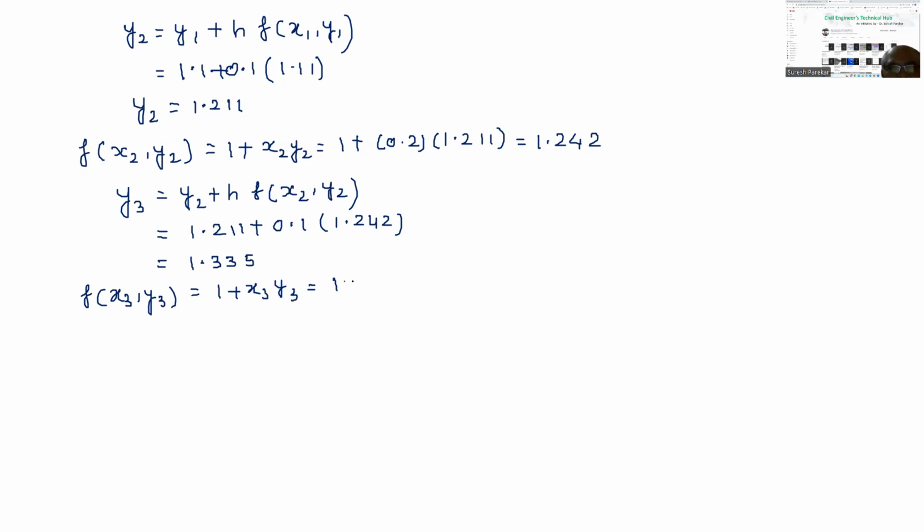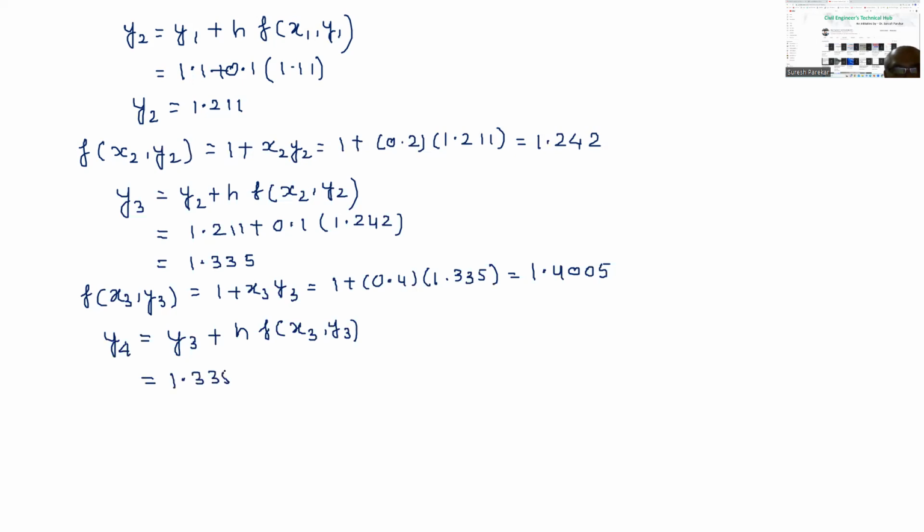F of x3 y3 is equal to 1 plus x3 y3. So we have 1 plus x3 times y3, which we calculated as 1.335, and from this we get 1.4005. So now we can find y4. Y4 is equal to y3 plus h into f of x3 comma y3. Now y3 is 1.335, h is 0.1, f of x3 is 1.4005, and if you calculate this value, we have 1.4751.